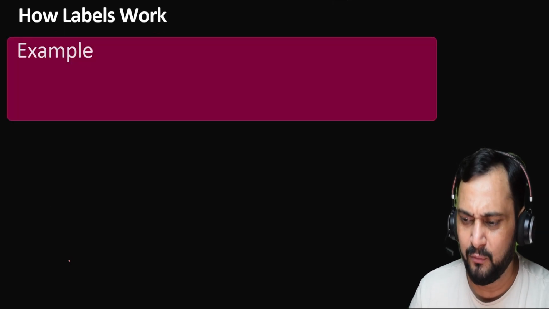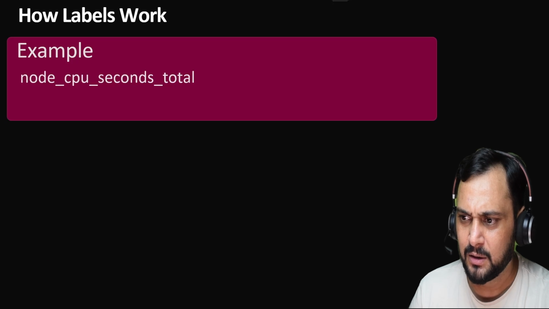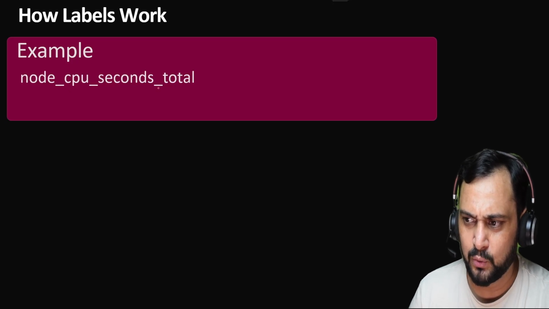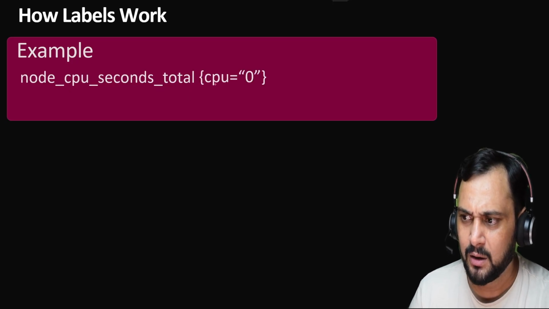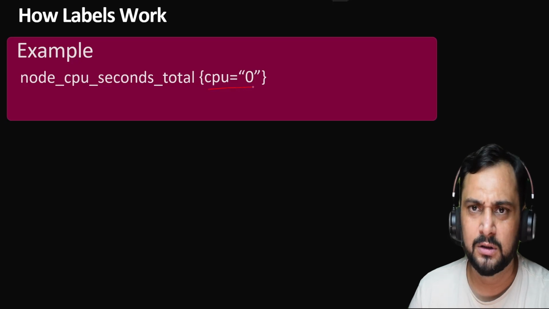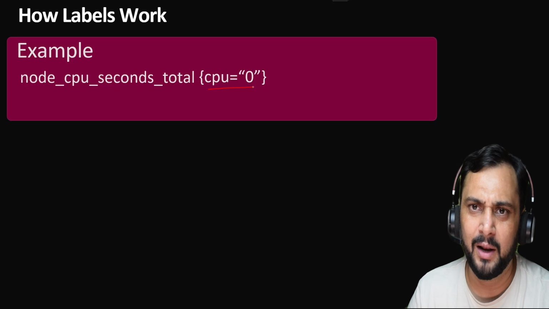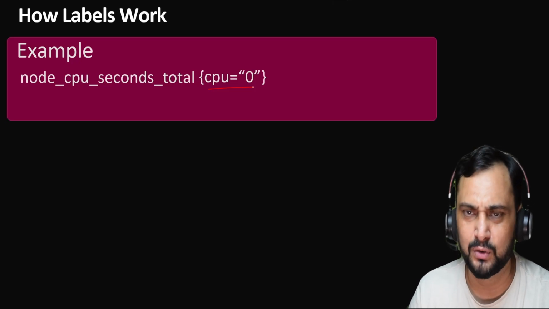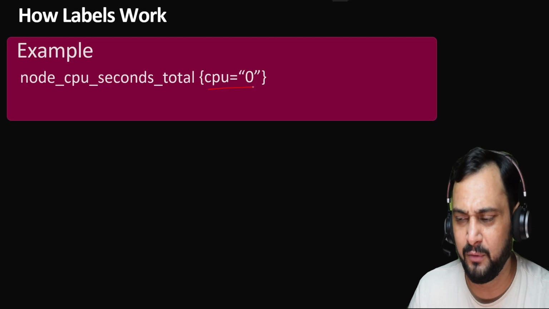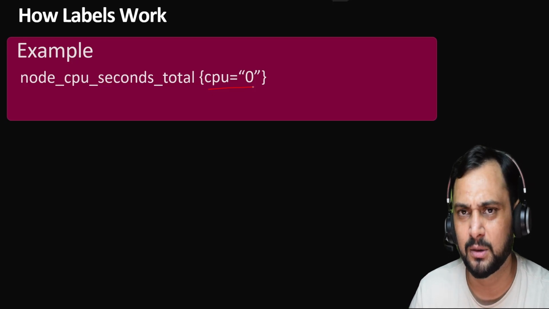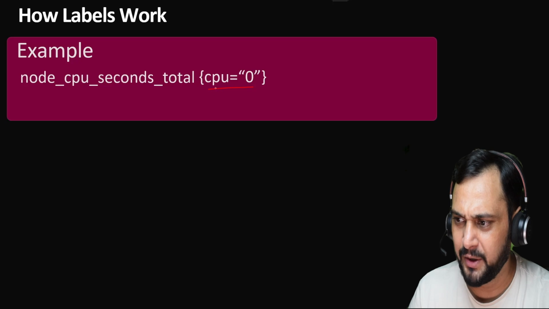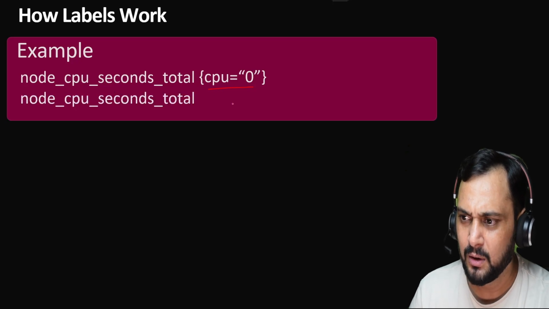And how do labels work here? Example: node_cpu_seconds_total with cpu equal to 0. Often, whenever we are working on a Linux type operating system or working on servers, we have multiple CPUs, right? Sometimes we have 16 processors running, sometimes 32 processors running. So it stands as cpu equal to 0 and cpu equal to 1. So this 1 is a label.